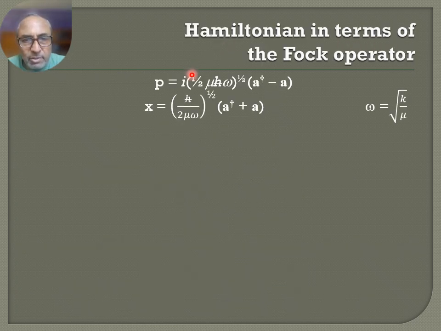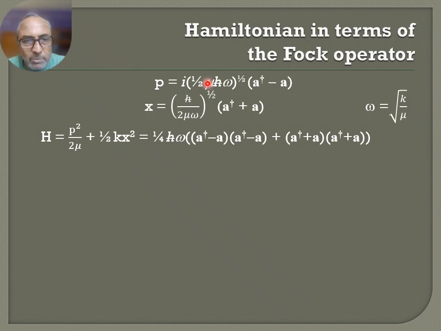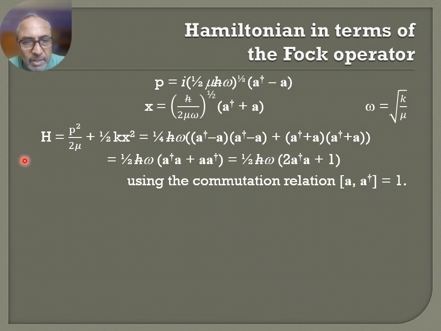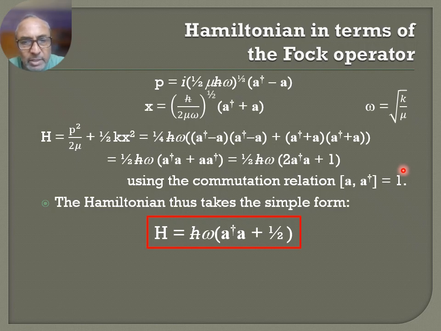Substituting these expressions for P and X in the equation for the Hamiltonian, H equals P squared by 2 mu plus half k x squared, gives H equals half h cross omega times (A dagger A plus A A dagger), and that, if we use the commutation relation between A and A dagger equal to 1, gives half h cross omega times (2 A dagger A plus 1). Thus, in terms of the Fock operator, the Hamiltonian takes the simple form H equals h cross omega times (A dagger A plus half).